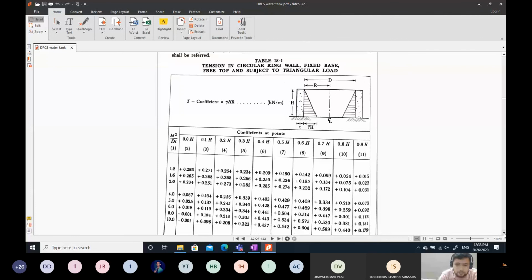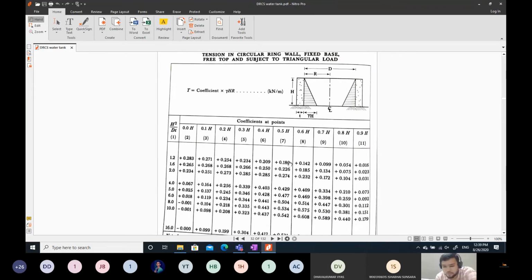Such tables are there for different H square by D t ratios. You can get the values of the bending moment at different heights. At 0 height means at the top, at 0.1h, 0.2h, 0.3h. So at different fractions of the height, you get the coefficients of the bending moment. And with this coefficient, you multiply with this factor, you will get the values of the tension.